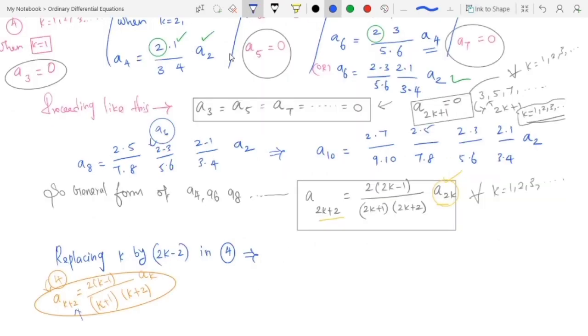So replacing here a suffix k by 2k minus 2, 2k minus 2 plus 2, the 2 cancel each other, that is a suffix 2k. That is equal to 2 into k replaced by 2k minus 2, 2k minus 2 minus 1, that is 2k minus 3, whole divided by k plus 1, 2k minus 2 plus 1, that is 2k minus 1, and k plus 2, 2k minus 2 plus 2, the 2 cancel each other, 2k. So now we get 2k into a suffix 2k minus 2.